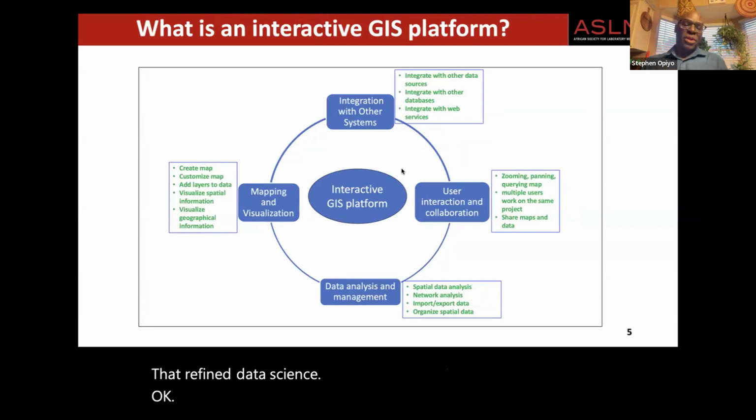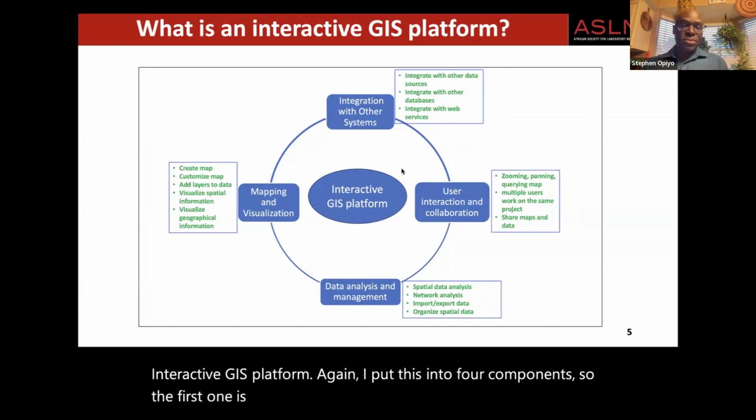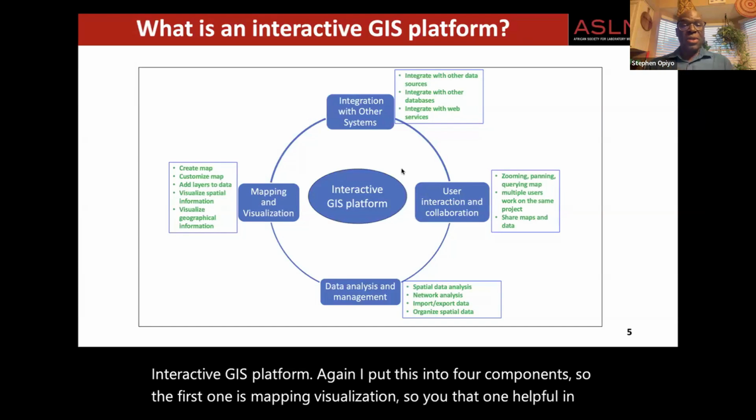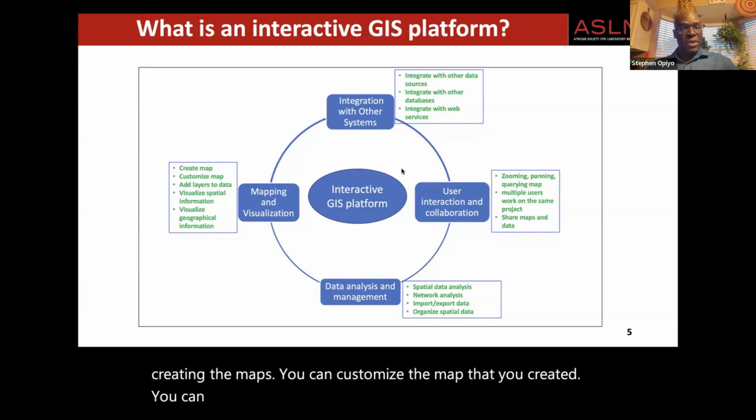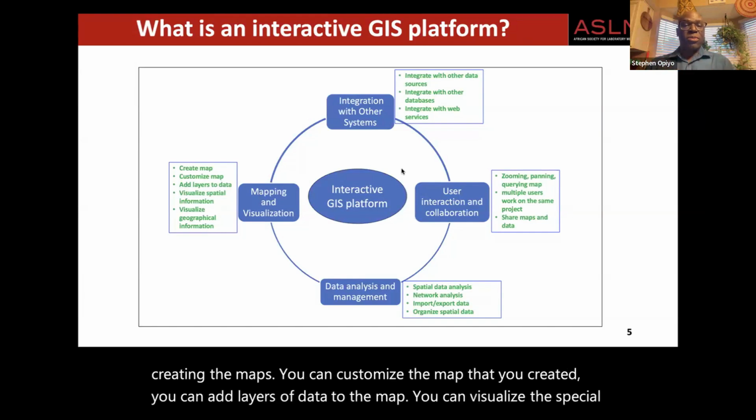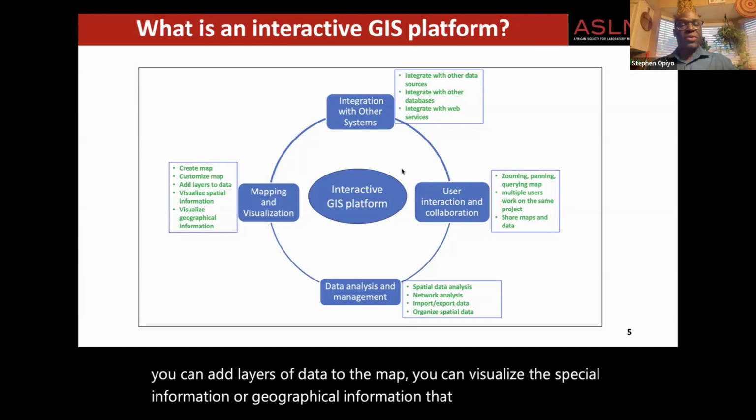Interactive GIS platform. Again, I put this into 4 components. The first one is mapping and visualization. That one helps in creating the maps. You can customize the map that you created. You can add layers of data to the map. You can visualize the spatial or geographical information. That is mapping and visualization under the interactive GIS map.